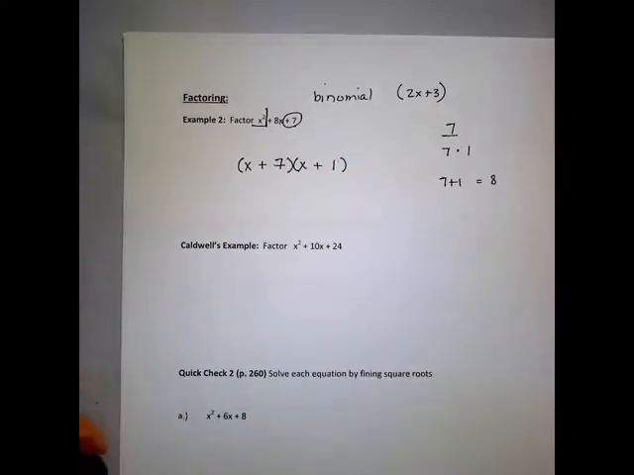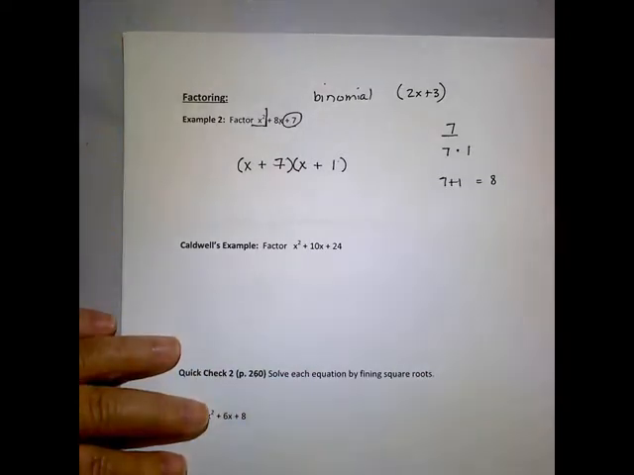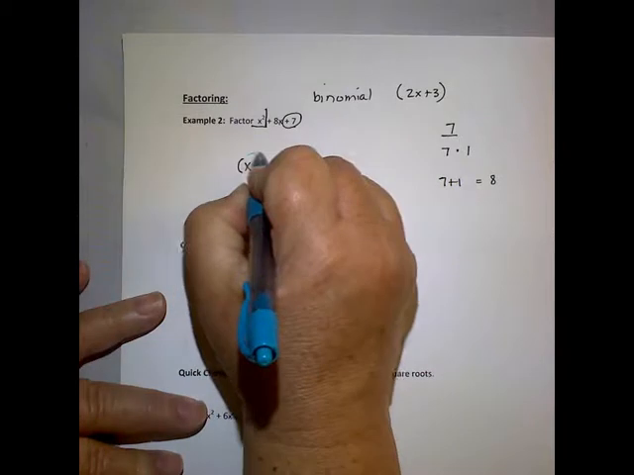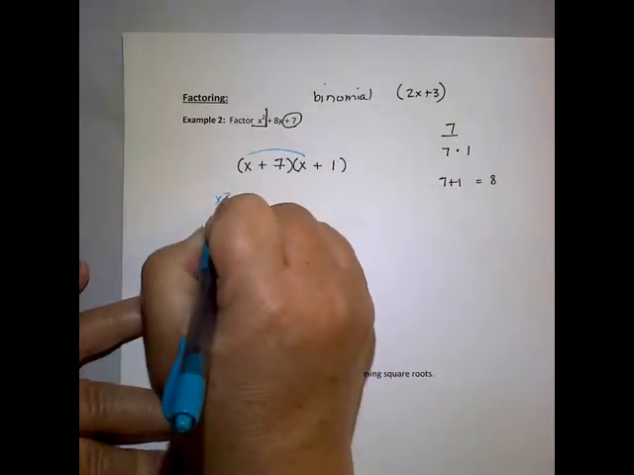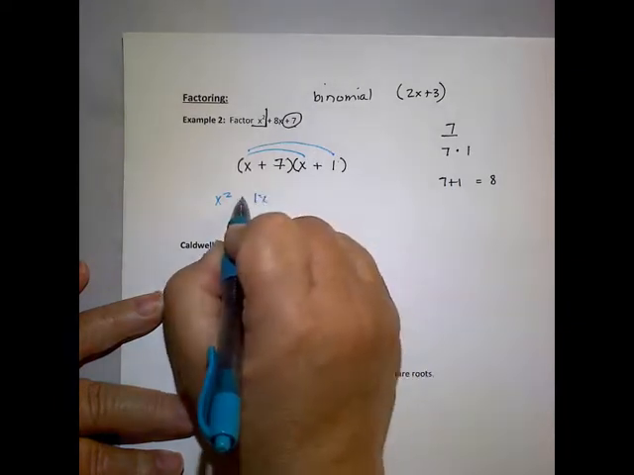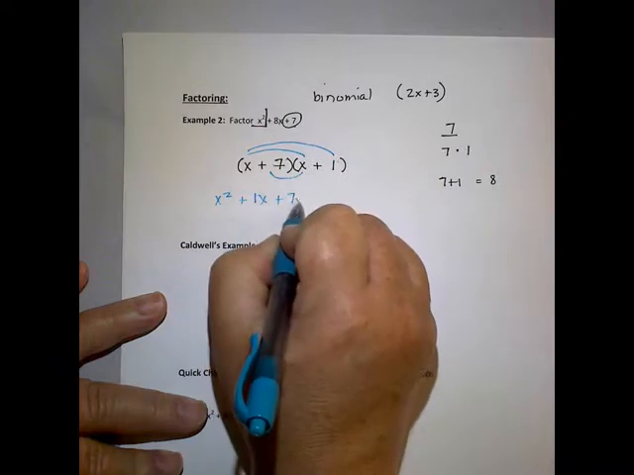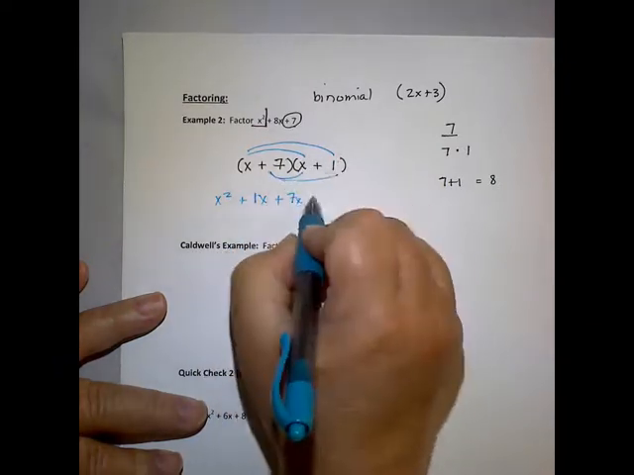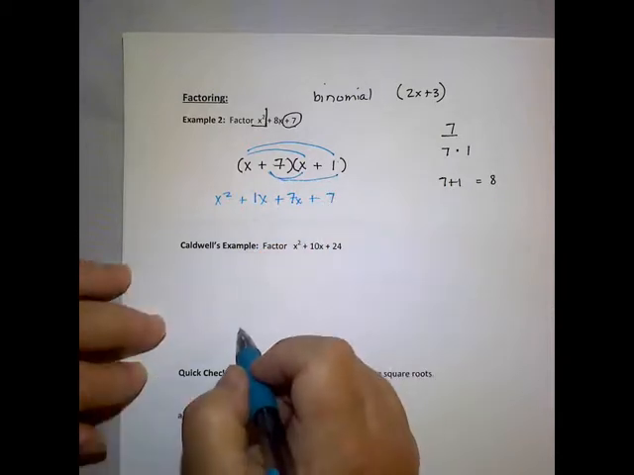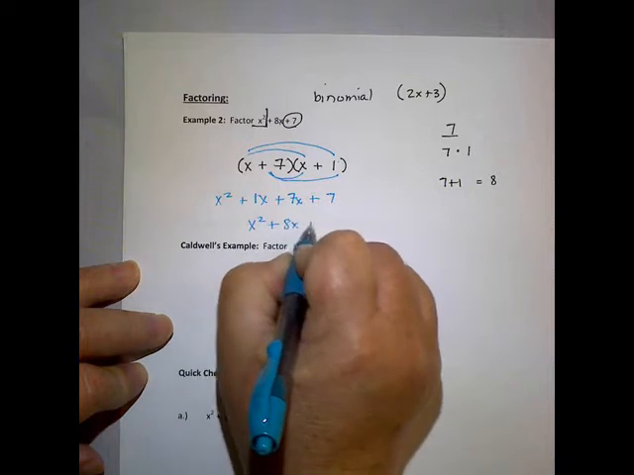So that expression, x squared plus 8x plus 7, has been factored to (x plus 7)(x plus 1). You can always check it. I know, you hate to do that, but I don't care. X times x, x squared. X times 1, 1x, positive. 7 times x, 7x. 7 times 1, 7. Combine your like terms. X squared plus 8x plus 7.